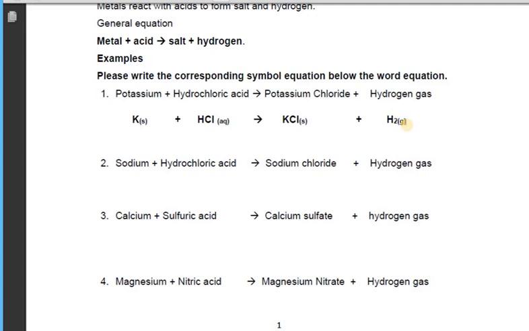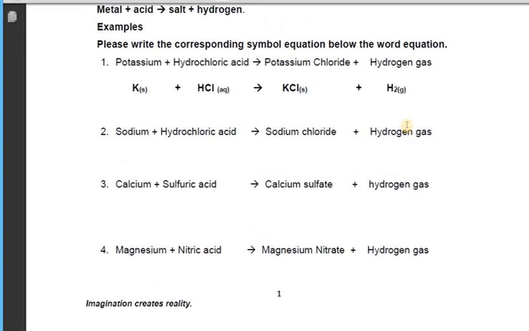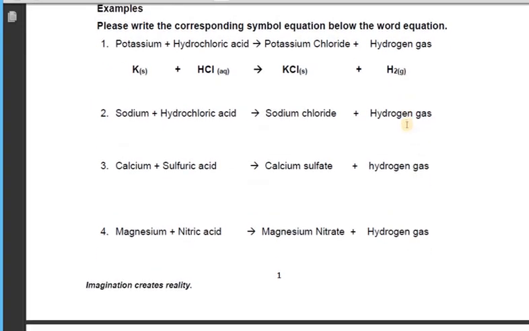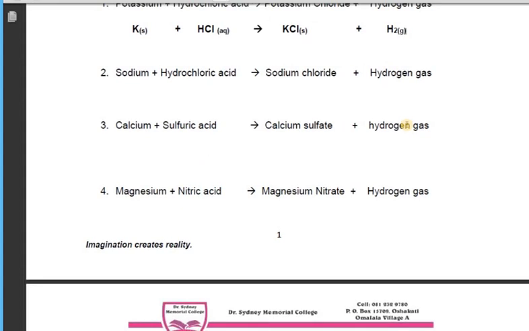Okay? So what you will do now is pause the video for 3 to 4 minutes and complete these equations. You write the symbol equations for sodium plus hydrochloric acid, calcium plus sulfuric acid, and magnesium plus nitric acid, and you write the respective products for these three reactions. I'll give you 3 or 4 minutes to do this.